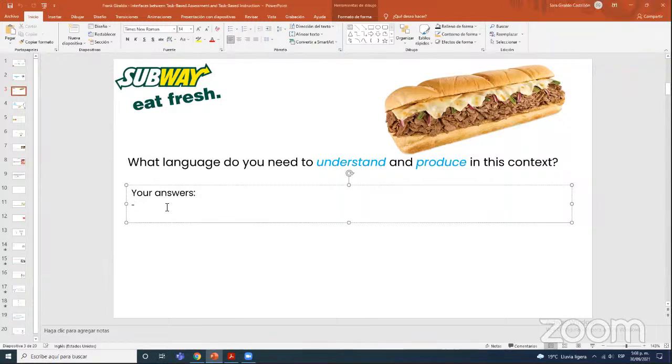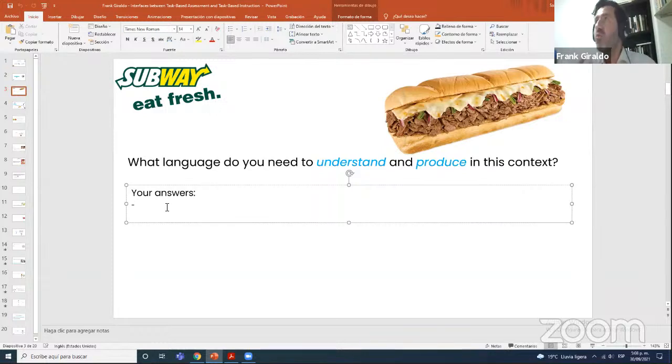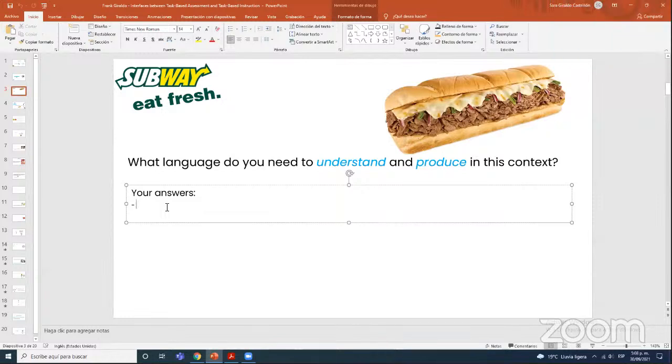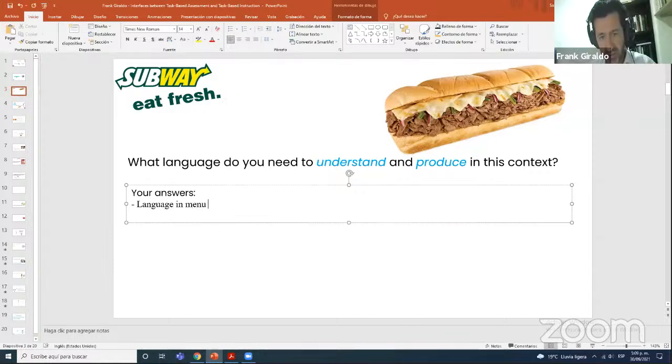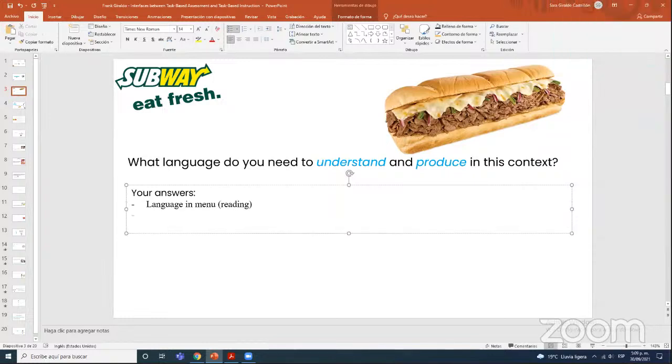Sure, I'm checking here. Well, we have English in here. English? Okay, what in English, what do you say or what do you hear? Mariana Restrepo is saying, maybe we need to understand the language of the menu and the options. Okay, language in the menu, so a little bit of reading. Good, that's one. What else? Thank you, Mariana, you're right. What else? A request function.